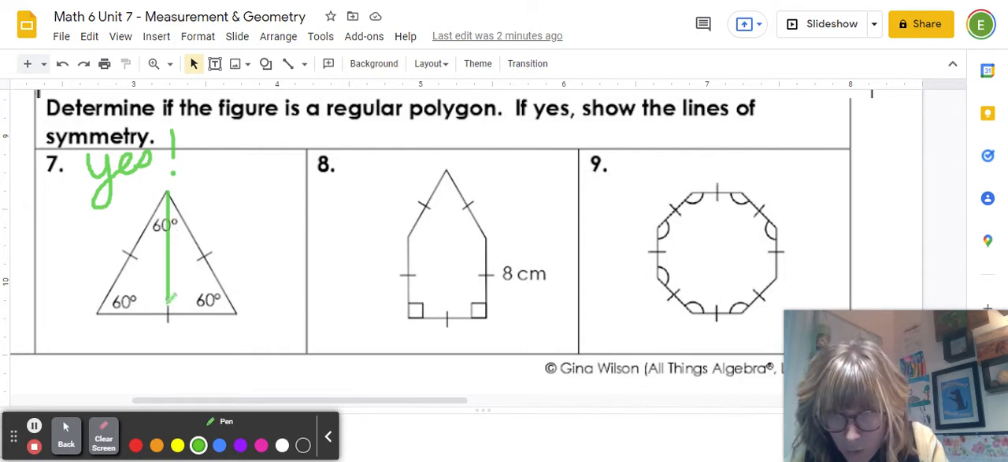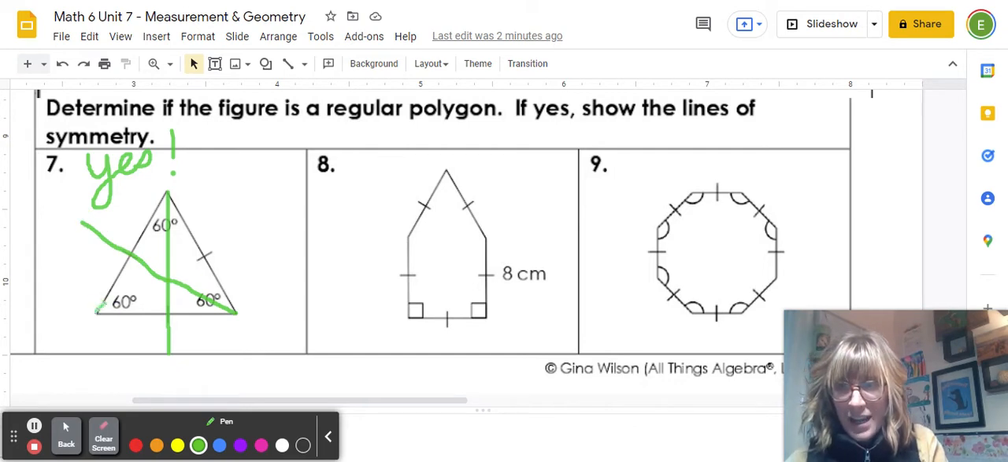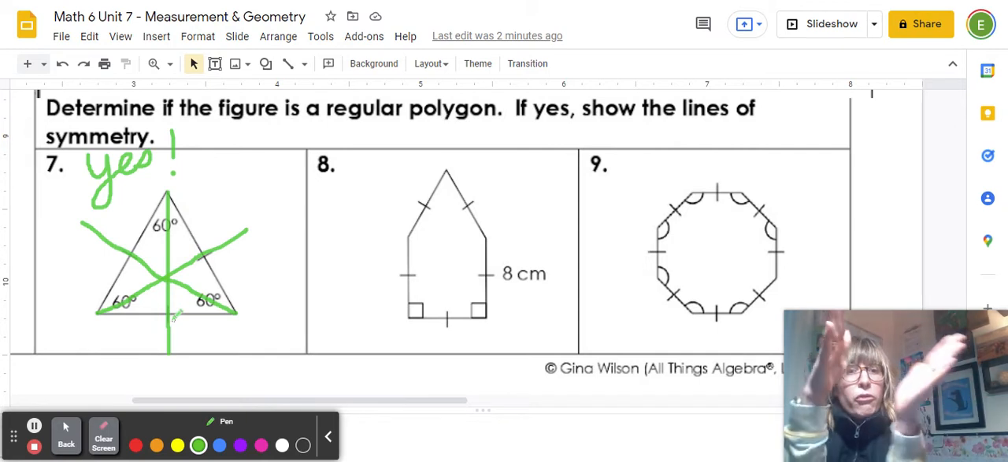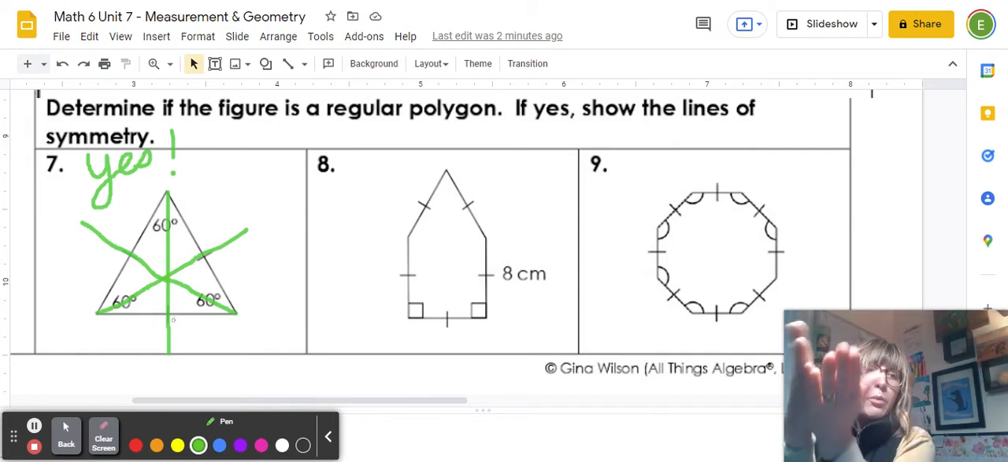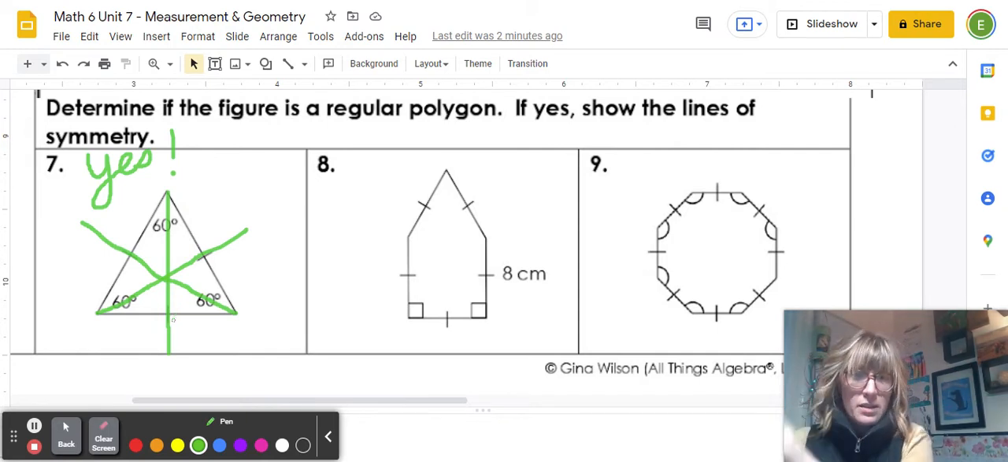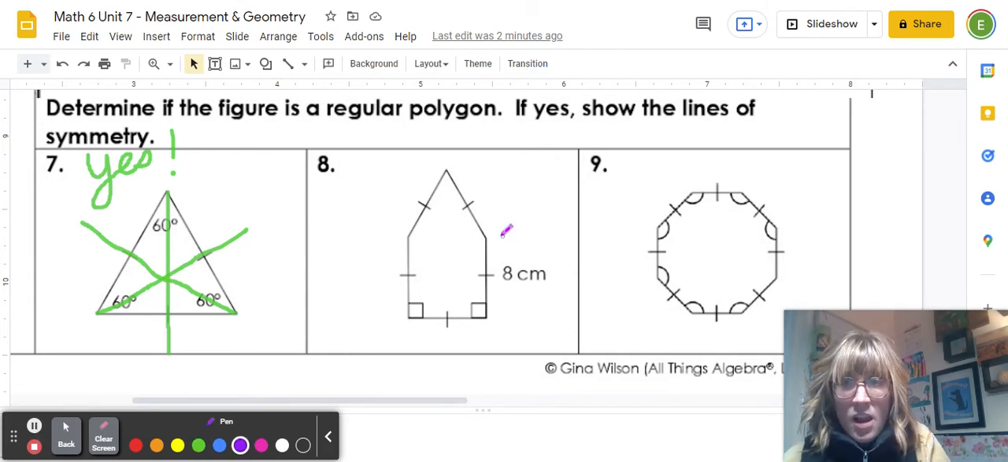If we went from this vertex, that's pretty straight, and cut it, and cut it. Oh, not quite as straight, and cut it like this. You can see that we could fold along those lines and it would perfectly match up. That is what it means to be symmetrical.